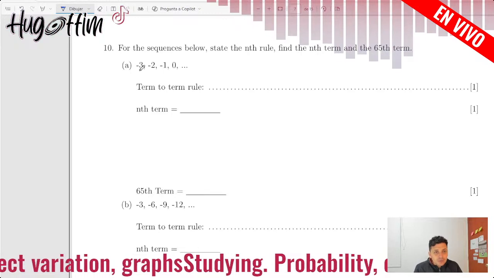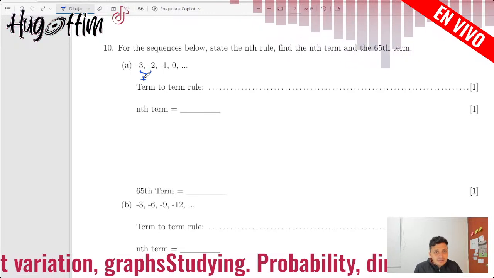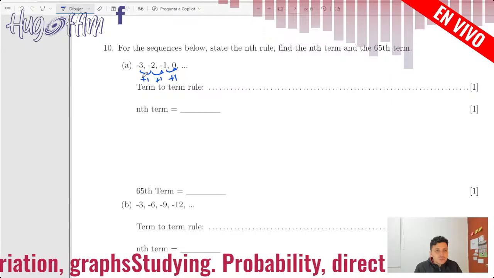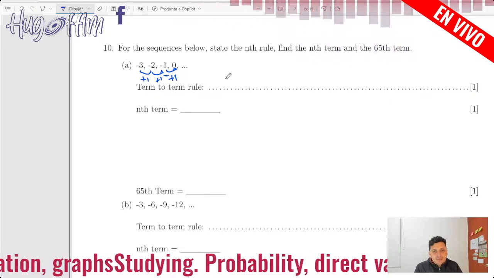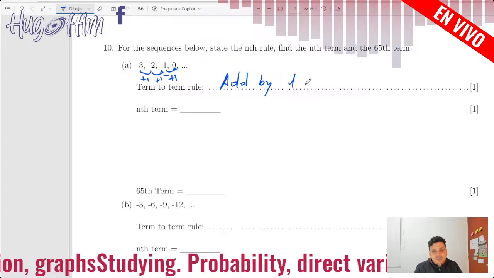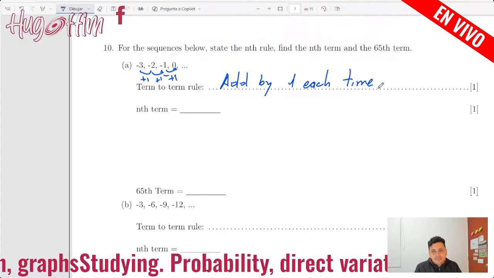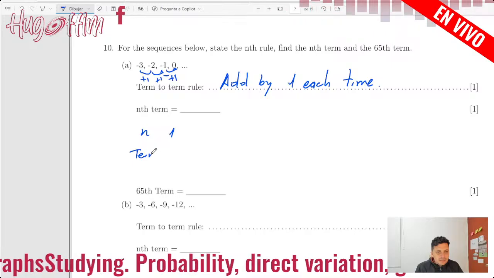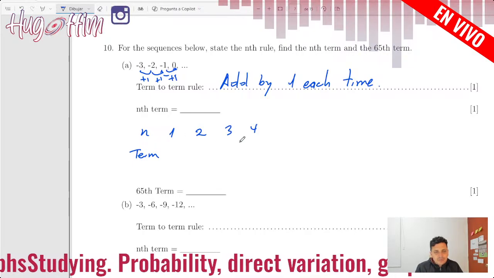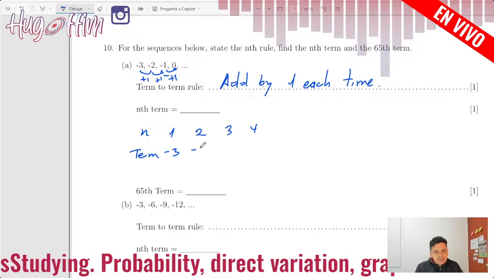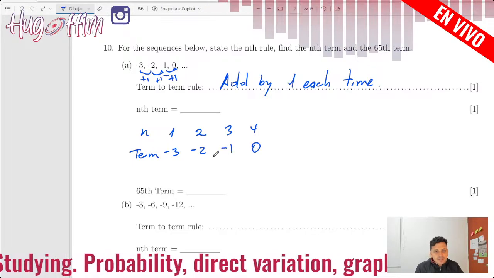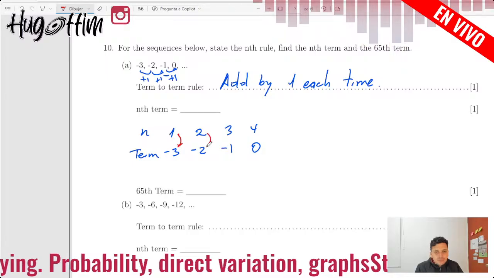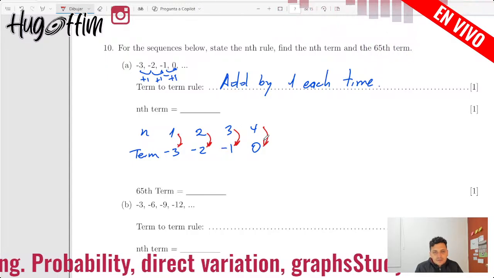So I'm going to identify what I'm doing. Look at that here, I'm adding 1. You see? -3 minus 2. So I add 1, add 1, add 1. So this is add by 1 each time. And for the n term, I'm going to do the same. My table, n, the term, 2, 3, 4. So -3, -2, -1, 0. And I need to identify what is the operation I'm doing to pass from here to here, from here to here, from here to here, and from here to here.